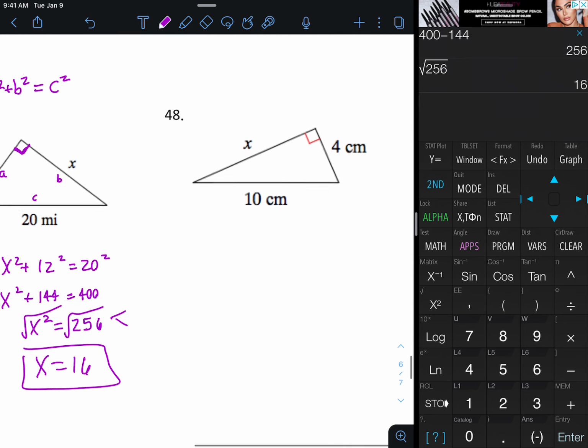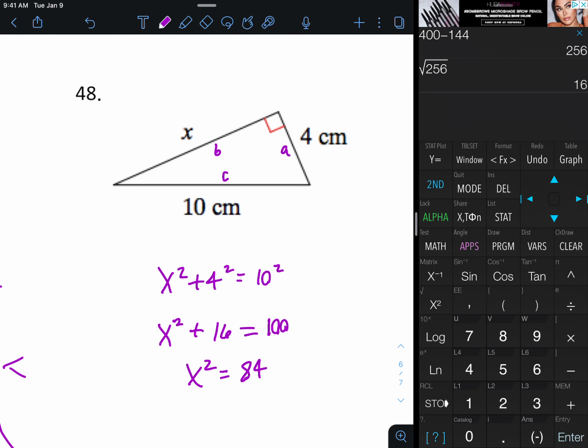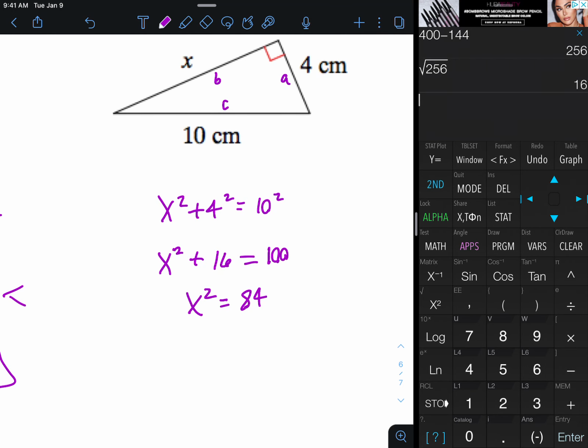Let's see what's going on here with this one. I think this one will have one where we need to break down the radical. So kind of like the last one here, a and b are these sides, c is the 10 right there. So we'll go x squared plus 4 squared equals 10 squared. This should be 16, and then this should be 100. And then after you subtract, we'll get 84. That is not a perfect square. Watch this. If I do square root of 84, that's going to come out to a decimal.